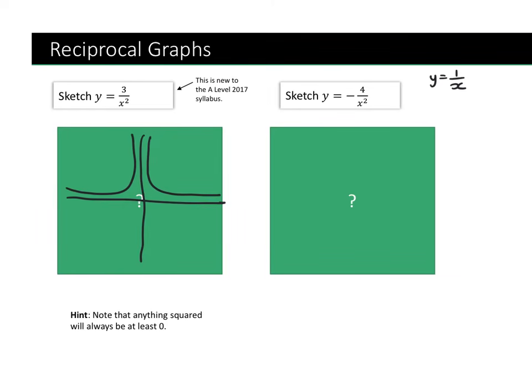Okay, so because we're squaring, we know the graph of y equals 1 over x, we're not going to have negative values of y, because whenever we square a number, we get a positive. So our graph is going to look like this. We're going to have our x and our y, and then this is going to be at 1, 3 and minus 1, 3.